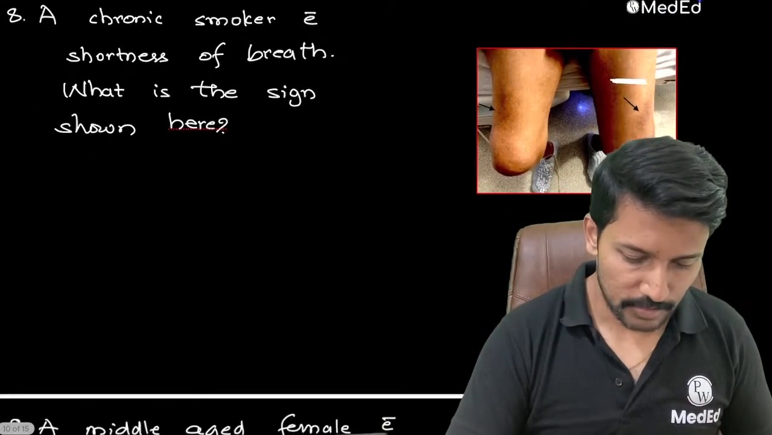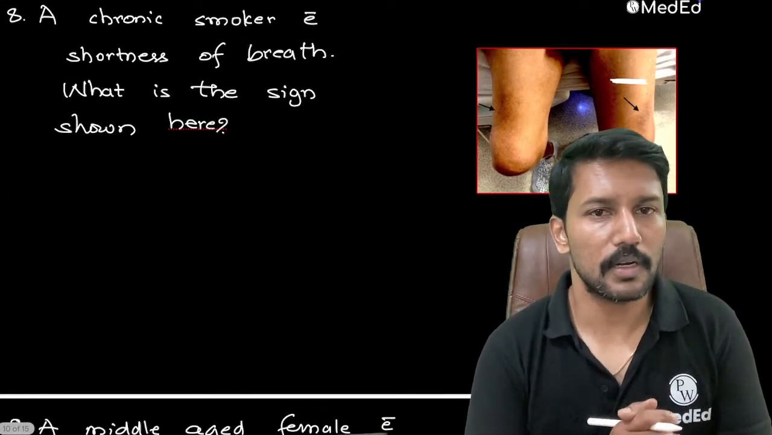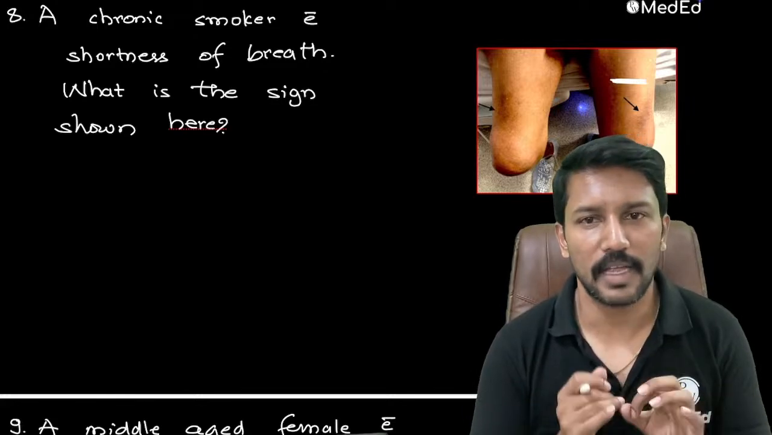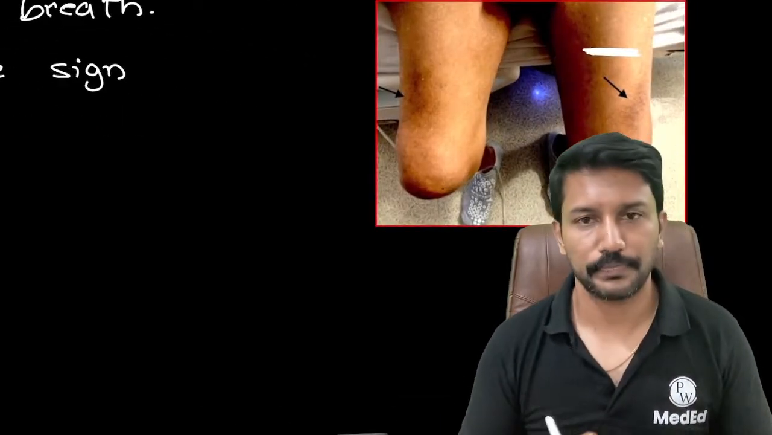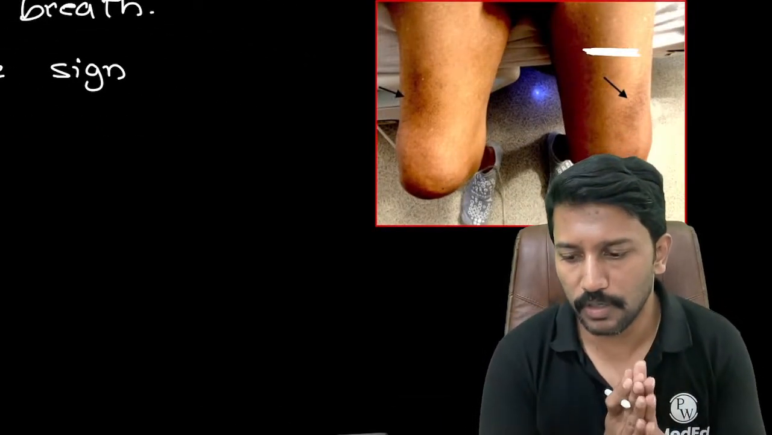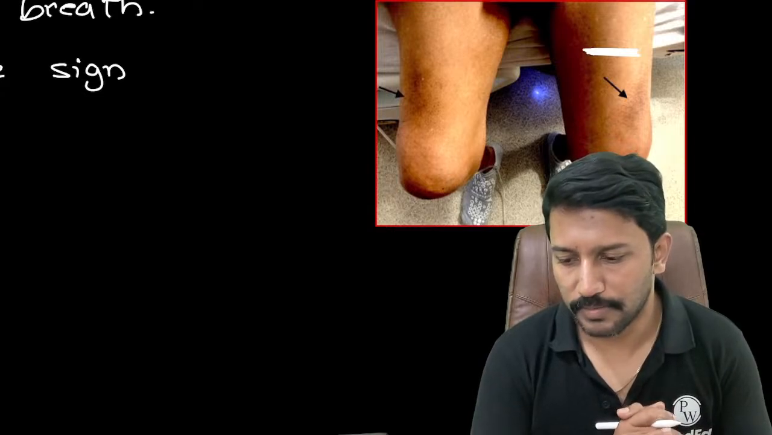Now here is our next question. A chronic smoker with shortness of breath. What is the sign shown in this image? A chronic smoker with shortness of breath.